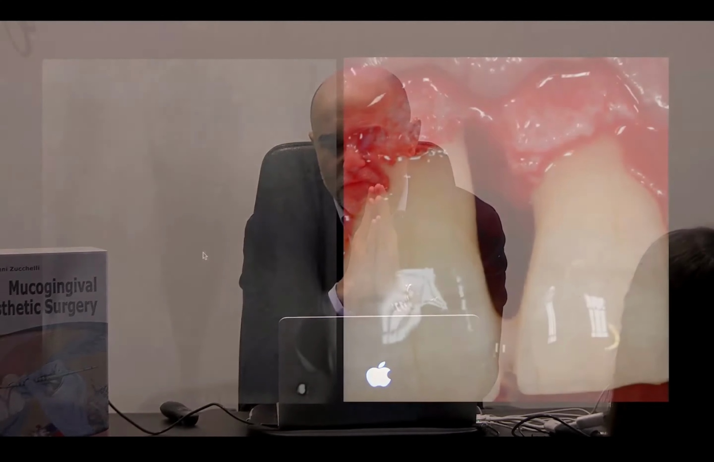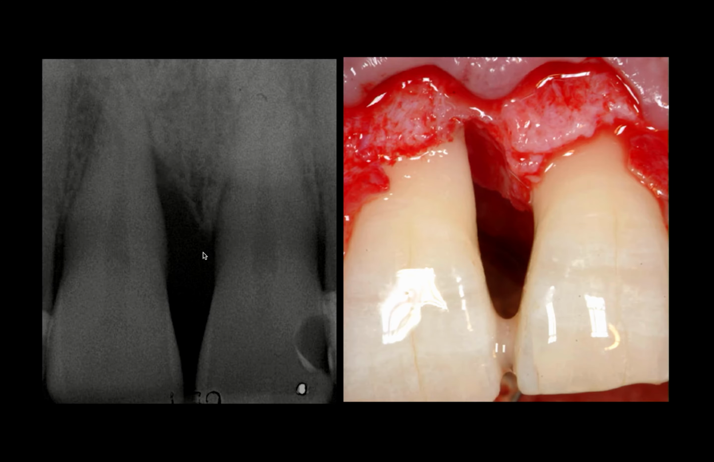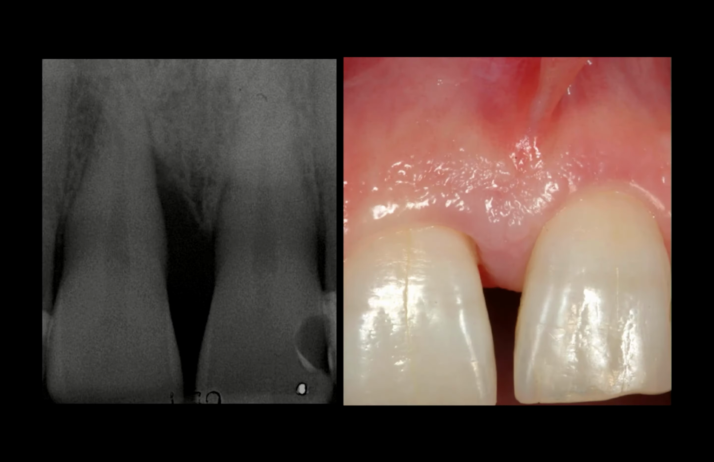So the first rule is not to lose what we have at the time of the patient visit. So we also always have to look at this defect with the soft tissue that we meet above this defect at the time of the first visit.